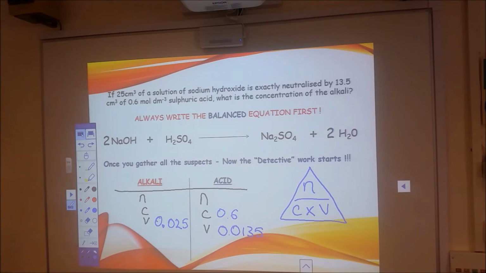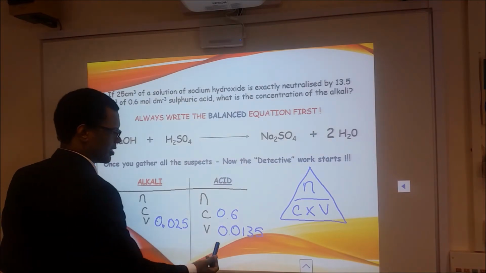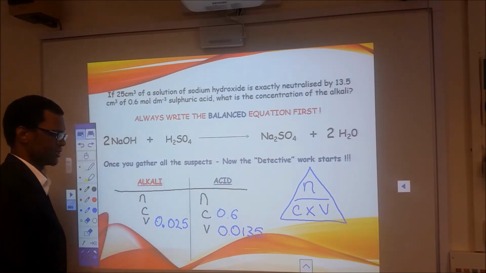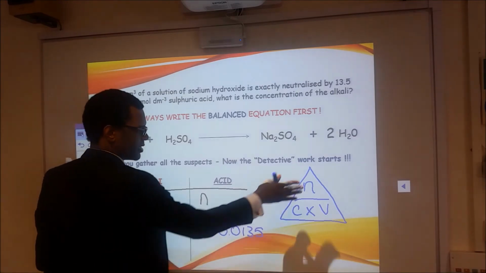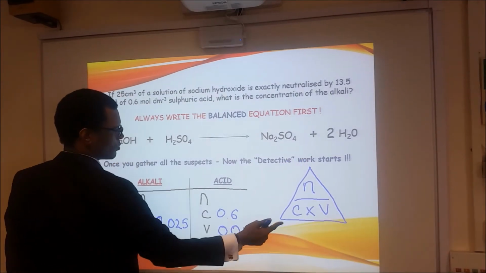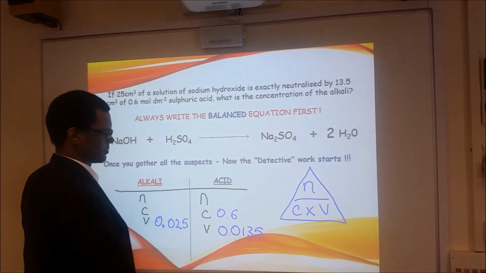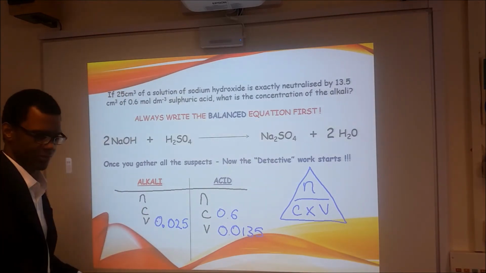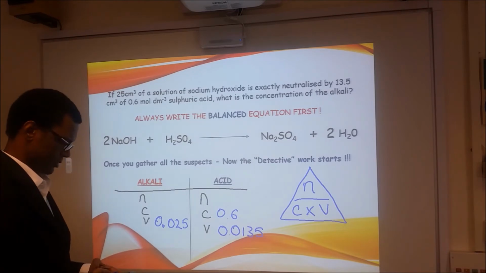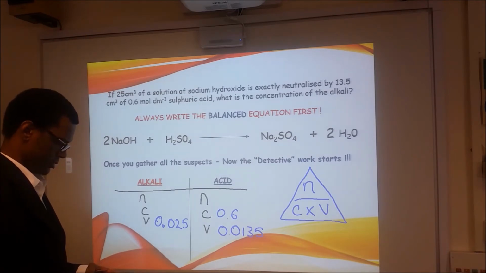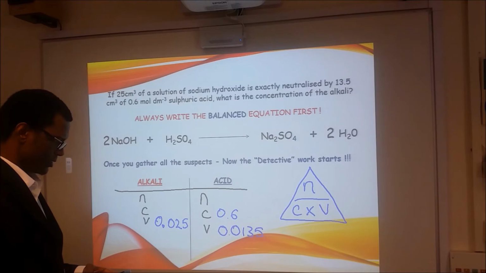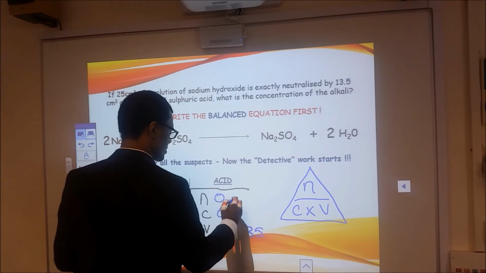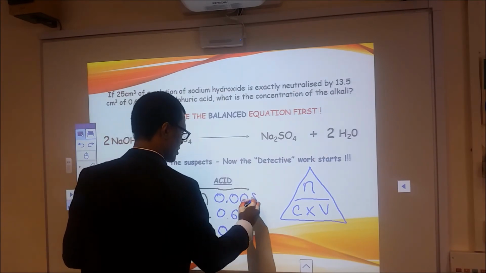Now, from this equation, we can calculate the number of moles of the acid. So, cover up N, number of moles, and we have concentration times volume. So we need to multiply these: 0.6 times 0.0135 gives us 0.0081.